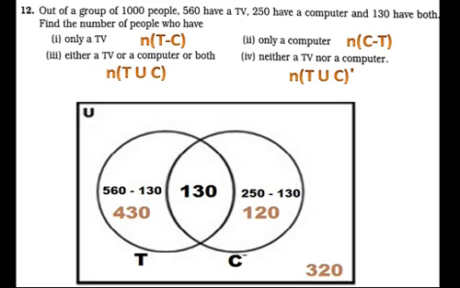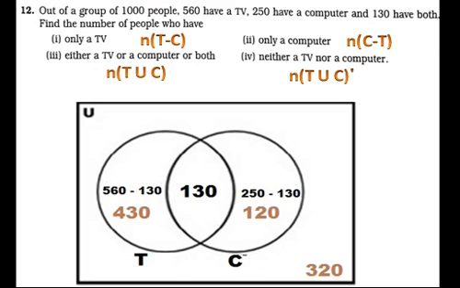Now, only television means out of the people who have television, I subtract the common part. So that is 560 minus 130, the common number of people. The result will be 430. Hence 430 people have only television. Similarly, for the people who have only computers, I subtract the common part. The total count was 250, and I subtract 130 from it, so I get 120 as the answer for the people who have only computers.